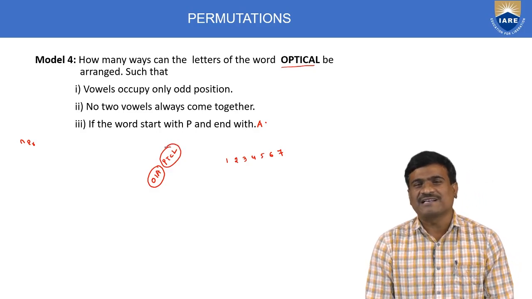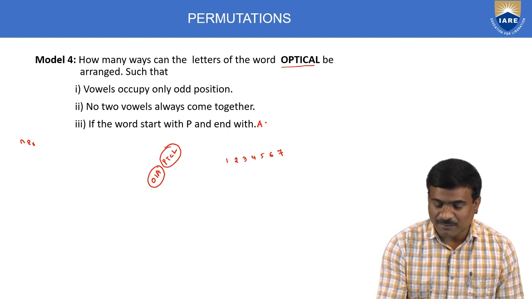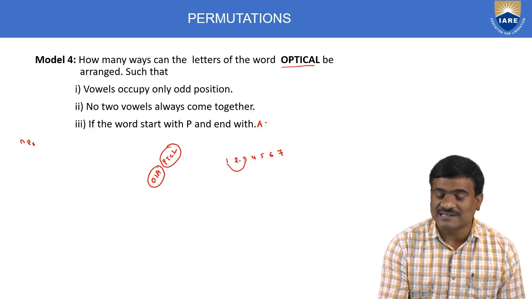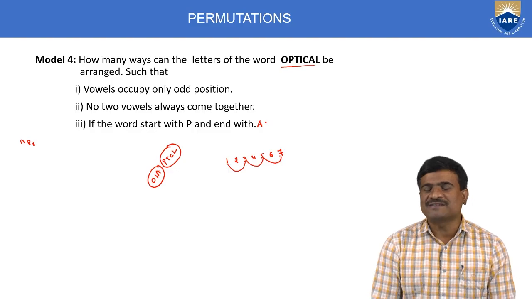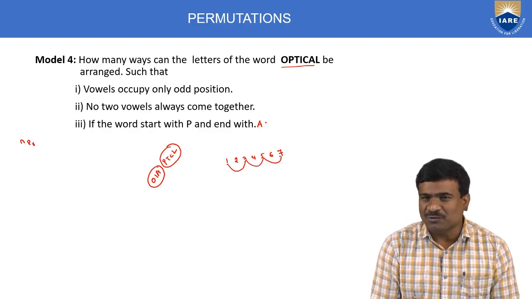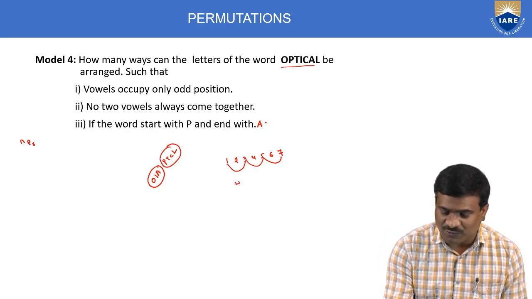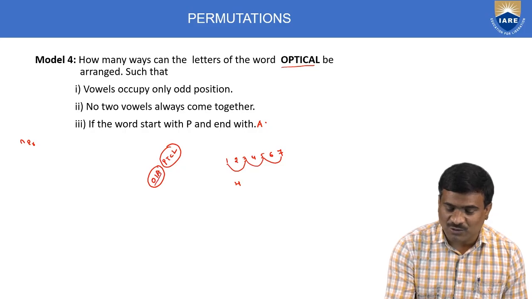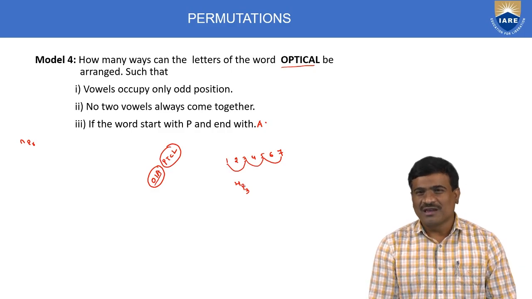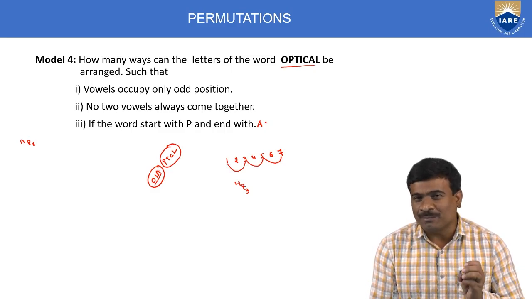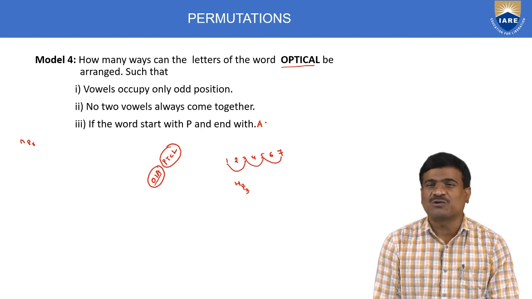Here, method. First example: vowels occupy only odd positions. The number of odd places in OPTICAL is 1, 3, 5, 7. The number of odd positions in OPTICAL is equal to 4. So n is equal to 4, but the number of vowels is equal to 3. 3 vowels arranged in 4 places is equal to 4P3.